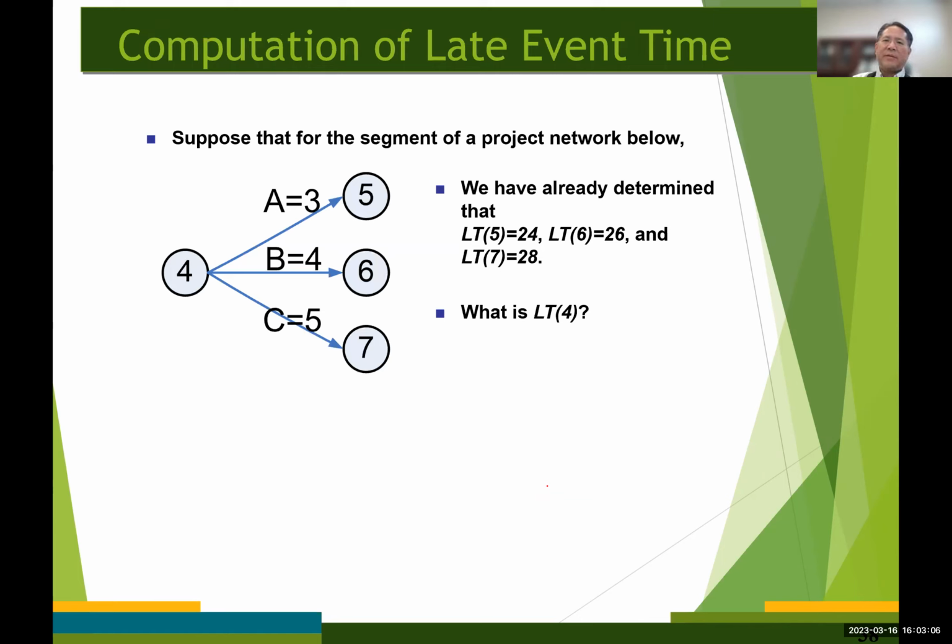Okay, so likewise, as we did for the earliest time, to illustrate how the latest time is computed for nodes other than the finish node, suppose we are working with this network diagram. So we have already determined the latest time for nodes number 5, 6, and 7, okay? Those are given as 24, 26, and 28 days, okay? Then how can we compute the latest time for node number 4 here?